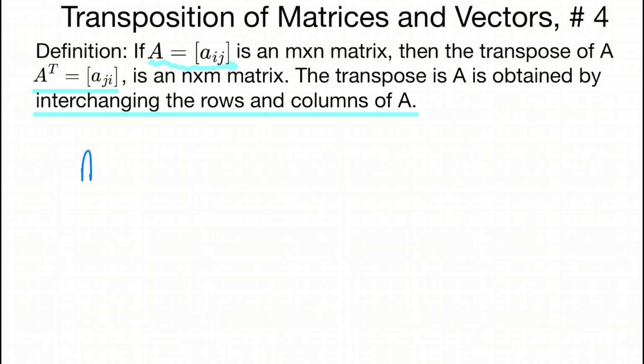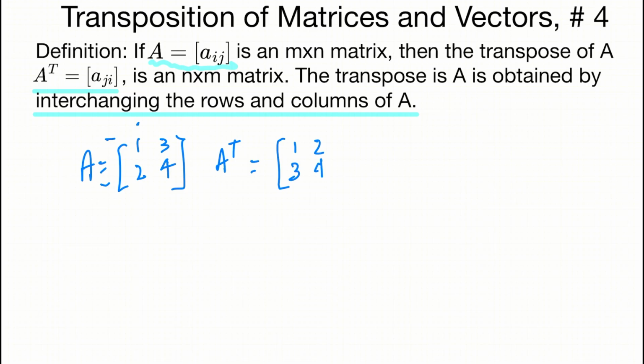So A is going to be equal to 1, 2, 3, 4. Now A transpose is just going to be interchange the rows and the columns. So this first row becomes the first column. That's 1, 3. The second row, 2, 4, becomes the second column. So that is our transpose. Now in this case, we started with a 2 by 2. So m and n are the same, so it still remains a 2 by 2 matrix.